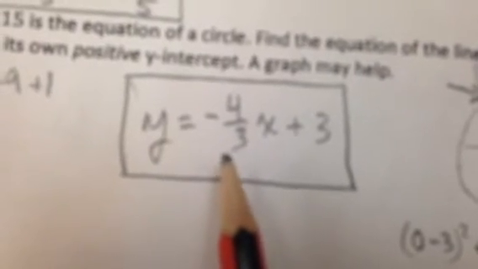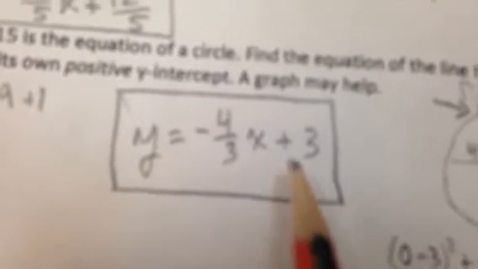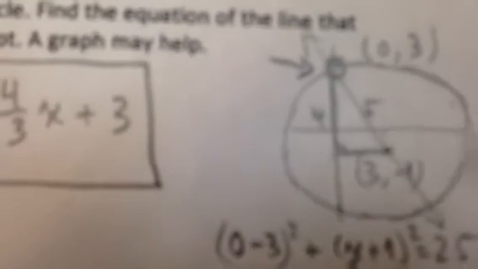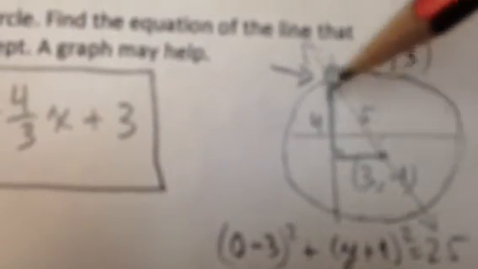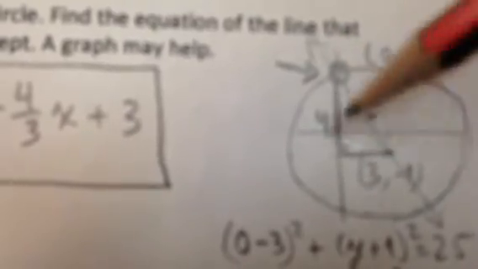So there's my point, (0, 3), and (3, -1), and I work that out, and I get this equation for a line right there: y equals negative 4/3 x plus 3. Actually, that's pretty easy because I know the y-intercept is 3, and I can work out that the slope of this line here is down 4 and over 3, so negative 4/3.